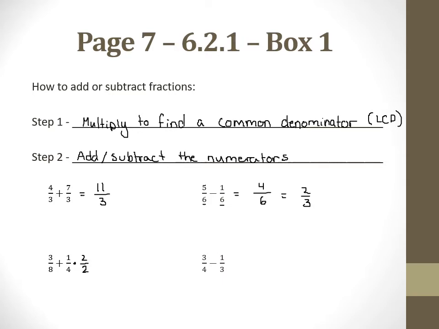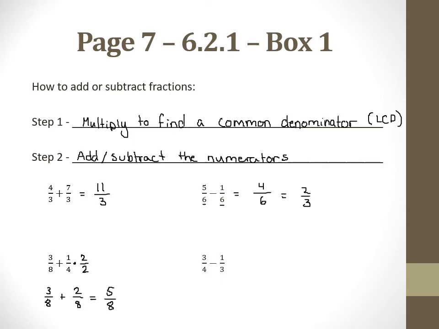So basically, I'm multiplying by a creative form of 1. Multiplying by 1 doesn't change the number at all. Multiplying by 2 over 2 doesn't change the number either. So this stays as 3/8. But now instead of having 1/4, I have 2 over 8. And now that we have common denominators, I can add straight across. 3 plus 2 is 5, 5/8.